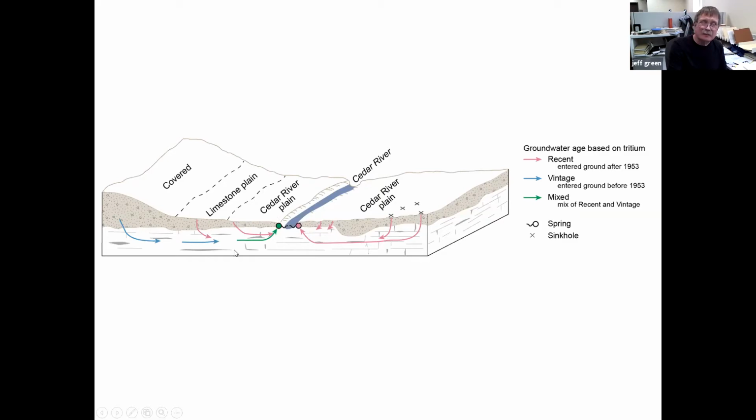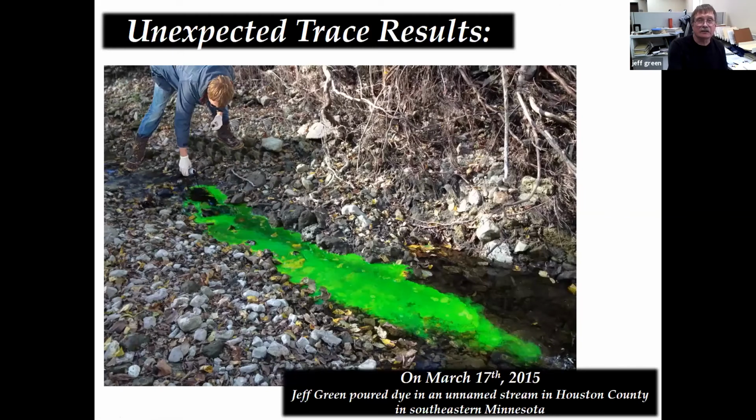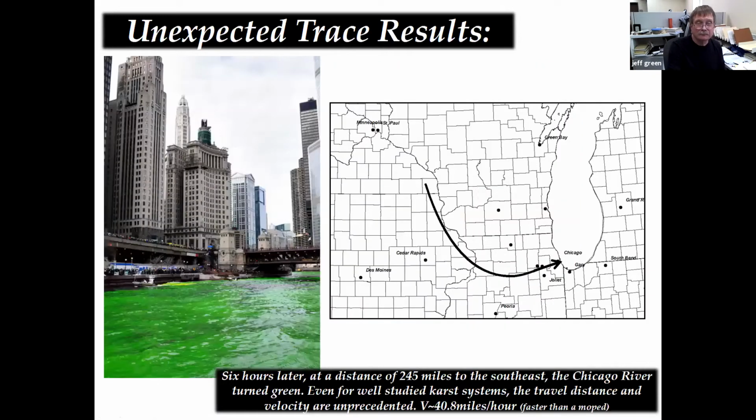The concept of this regional flow has been, in the last number of years, an important consideration in looking at groundwater. Now I end with this. Back in 2015, it was March 17th, and I was pouring dye into an unnamed stream in southeastern Minnesota in Houston County. And lo and behold, 6 hours later, the Chicago River turned green. The dye went 245 miles in 6 hours, and that's faster than a moped.